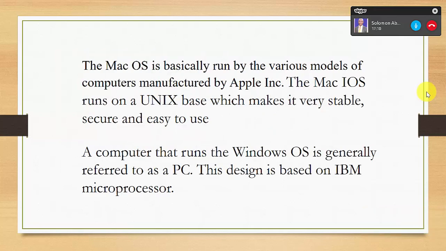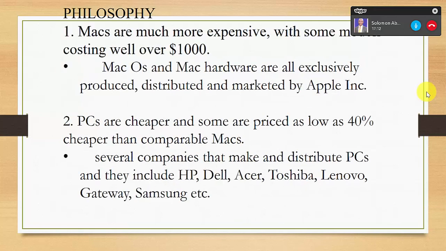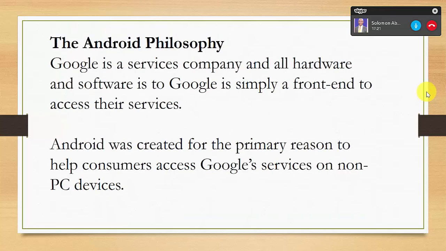Then I move over to slide 4, where I talk about the philosophy. I would not want to dwell here. The slide has explained itself, so I want to move to slide 5. Here I have the Android philosophy. Android philosophy is a result of Google trying to come up with a front-end access point as a service to its customers. Android was created for the primary reason of helping customers access Google services on non-PC devices.